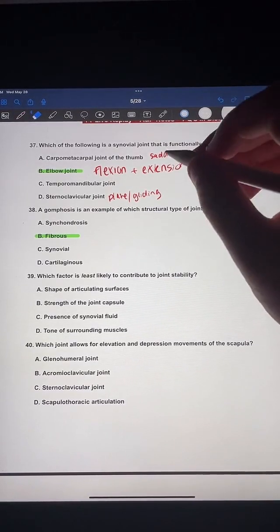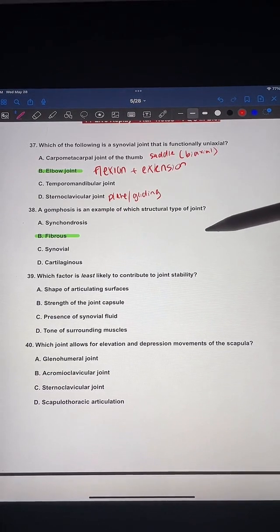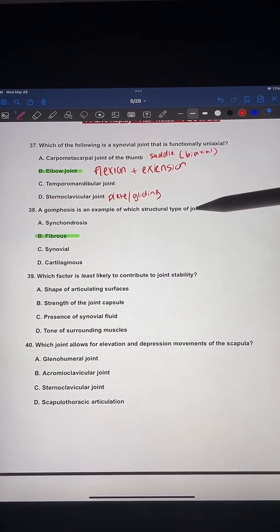Number 39, what factor is least likely to contribute to joint stability? Least likely to prevent joint stability. Yep, gomphosis like our teeth, yes. That is absolutely correct.